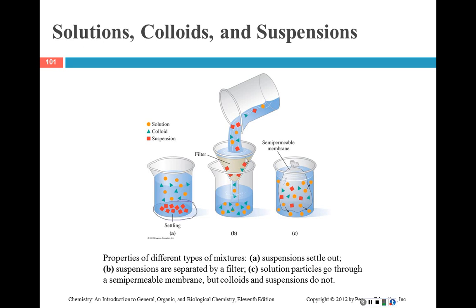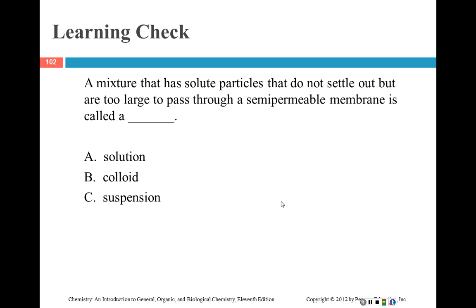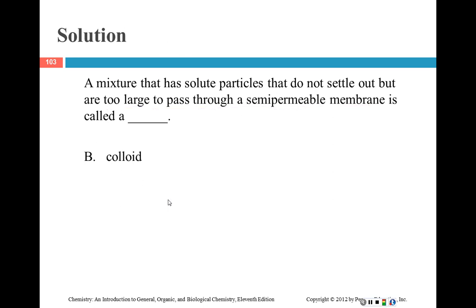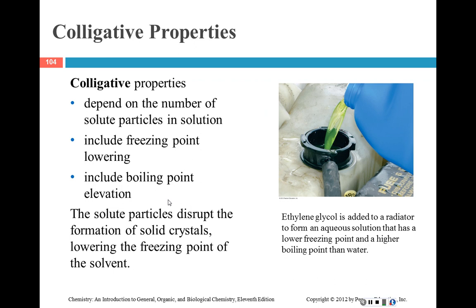You can separate them by filtering. You can separate with semi-permeable membranes, such as dialysis tubing. So a mixture that has solute particles that do not settle but are too large to pass through a semi-permeable membrane is what? A solution, a colloid, or a suspension, sorry. A colloid, because they won't pass through that semi-permeable membrane.